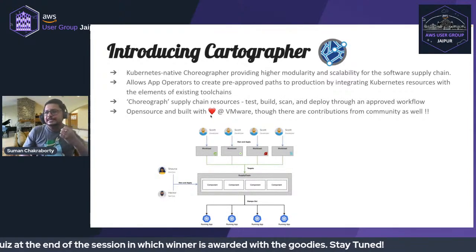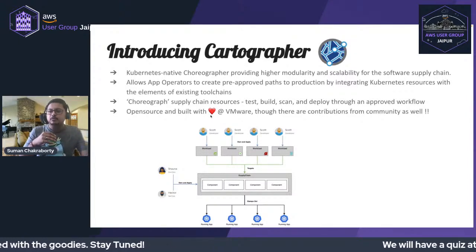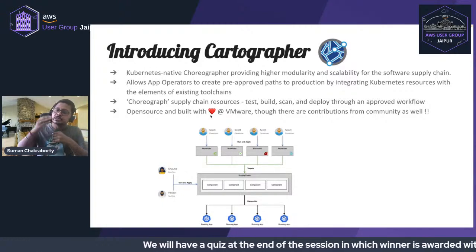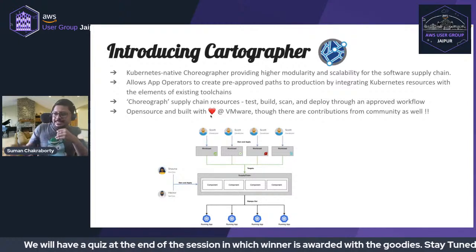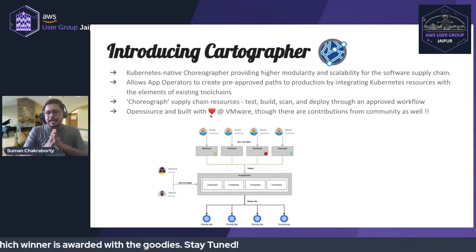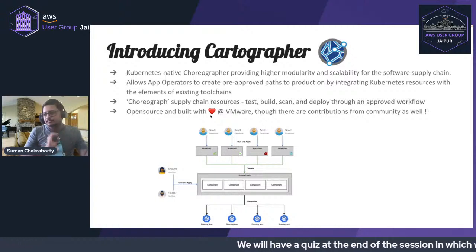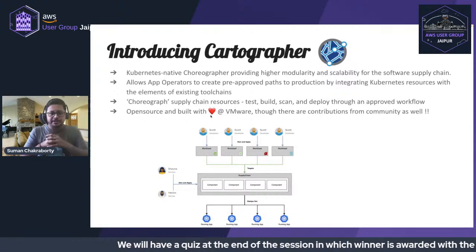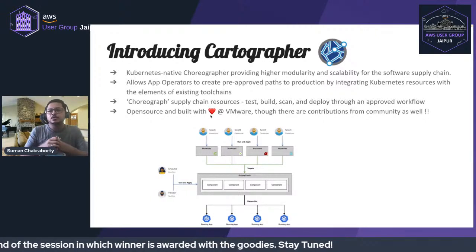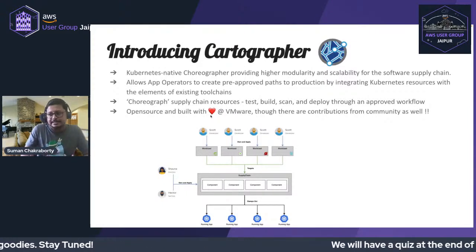Cartographer basically does a choreography of your supply chain resources that you're using, whether you're checking out the code from your source code registry, then doing a build of the source code to create an artifact image, doing a scanning of the particular build, and doing testing and deploying. All this goes through an approved workflow, and it's completely an open source and CNCF tool and has been built at VMware. The Cartographer maintainers are from VMware, and we always encourage community contributions. There's a community that is now also contributing towards different improvements that are needed in the tool.